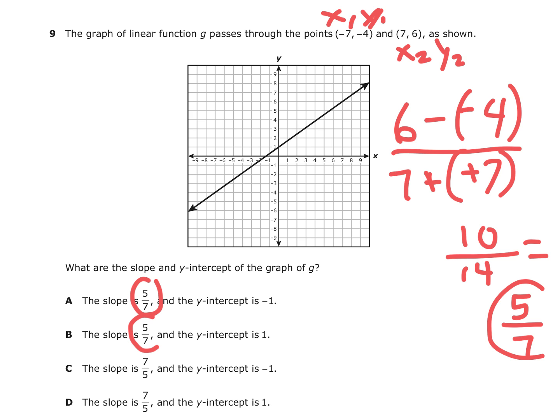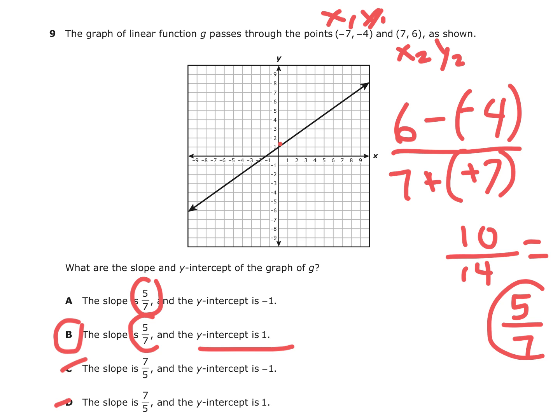And so for number 9, I don't think the answer could be C or D because the slope is 7/5 here and 7/5 there. So is the y-intercept 1 or -1? Where does it cross the y-axis? Well, it's up here. It's at 1. So the y-intercept is at 1. So for number 9, the answer is B.